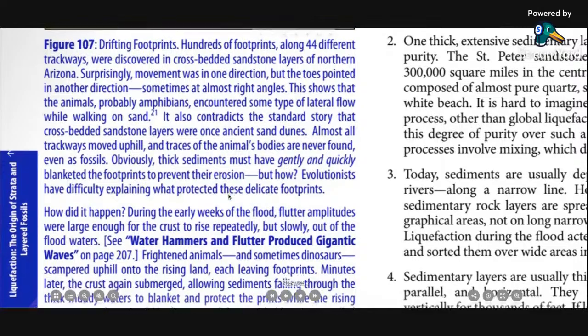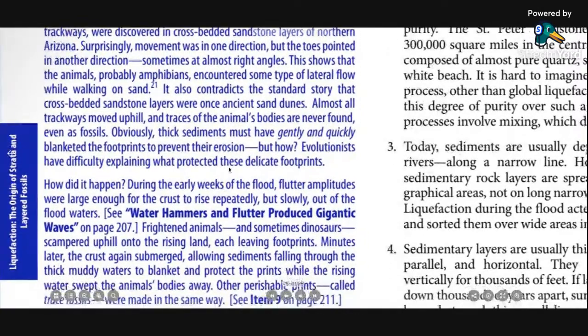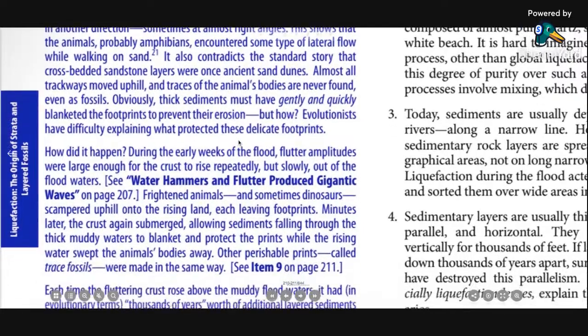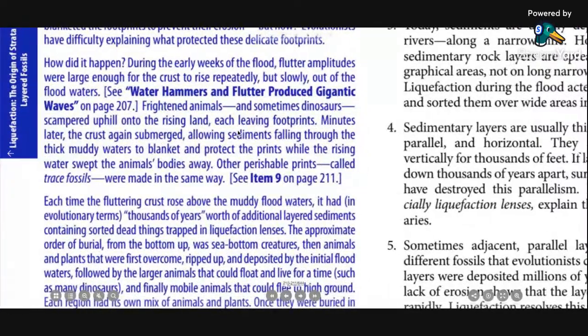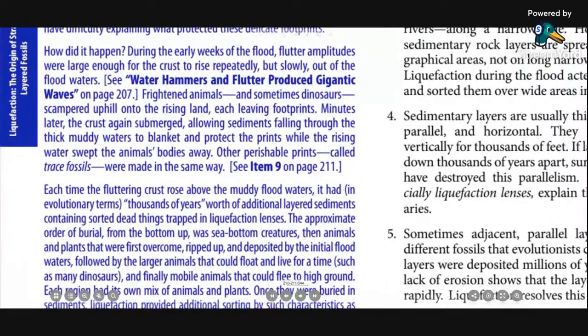Obviously, thick sediments must have gently and quickly blanketed the footprints to prevent their erosion. But how? Evolutionists have difficulty explaining what protected those delicate footprints. How did it happen? During the early weeks of the flood, flutter amplitudes were large enough for the crust to rise repeatedly, but slowly, out of the floodwaters. Frightened animals and sometimes dinosaurs scampered uphill onto the rising land, each leaving footprints.